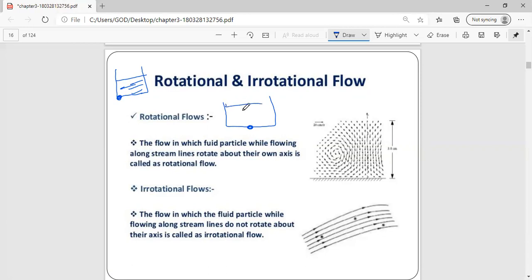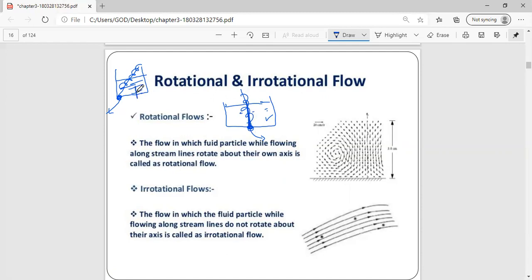This wash basin is filled with water. Some cap is kept here. You remove the cap. Then what will happen? Water will flow like this. You observe here, water will flow like this. Okay. Now, for this case, where will the mass center be? For this total liquid, somewhere the mass center will be at the center.